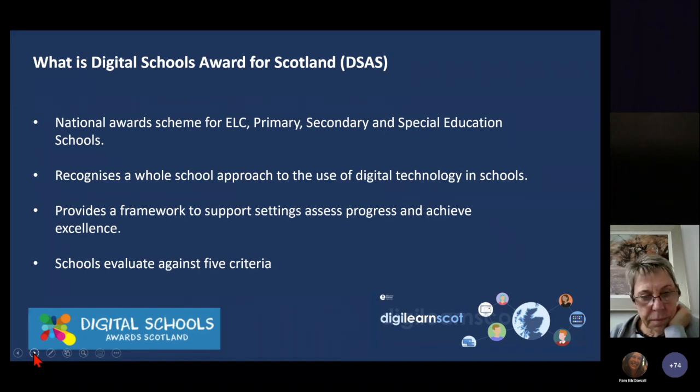So the schools evaluate against five criteria: leadership and vision, learning and teaching, school culture, professional development, resources and infrastructure. And the self-evaluation framework is updated regularly to reflect current practices across Scotland. The most recent update was obviously during lockdown, where we looked at hybrid learning within that framework.